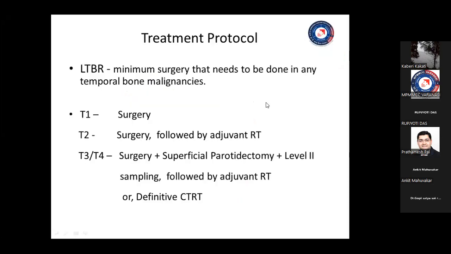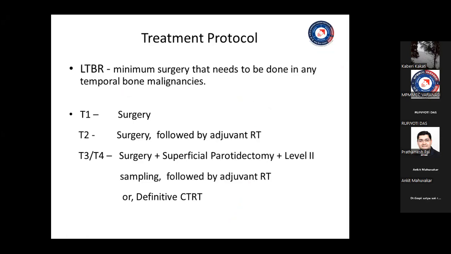So in the treatment protocol, the lateral temporal bone resection is the minimum surgery that needs to be done in any temporal bone malignancy. There are reports about sleeve resection. However, it was found that the recurrence rate with sleeve resection in T1, T2 tumors can go as high as even 45%. So apart from very small T1 disease with indolent histologies like maybe adenoid cystic carcinoma, the standard protocol is that the LTBR is the minimum surgery needed.